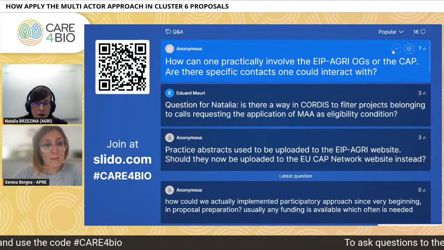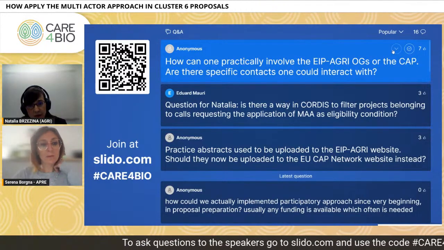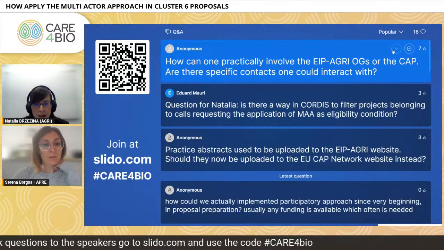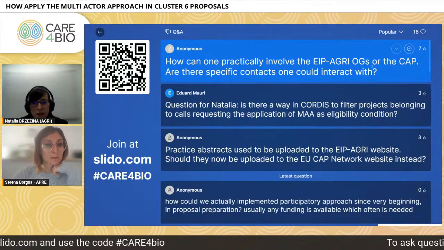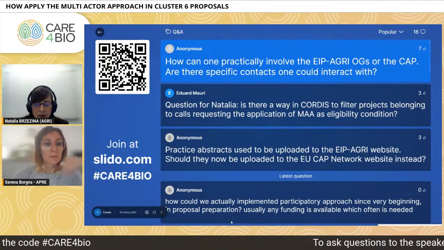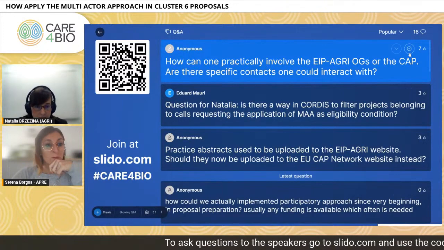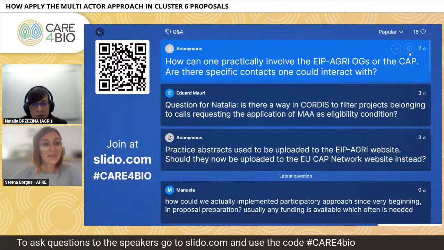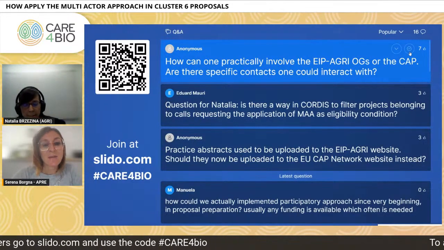details there. And then to involve them in a practical way, EIP Agri operational groups as such are not legal entities, so you cannot involve the operational group as such, but the leader of the group is usually either a consortium or a university or a... But I will invite you to the presentation from PACOM, because he will really give you more details on how to do it in practice. Thank you.